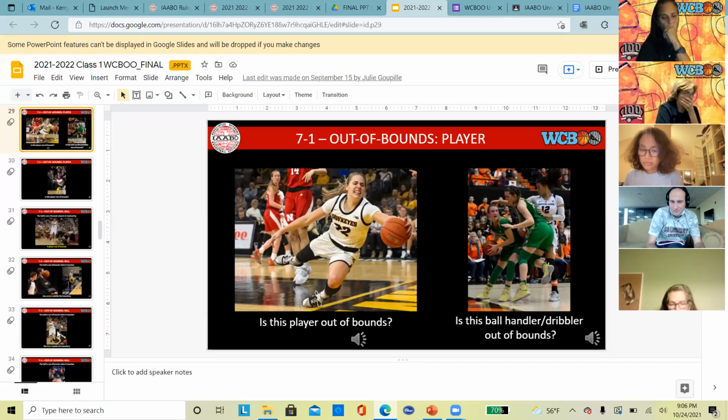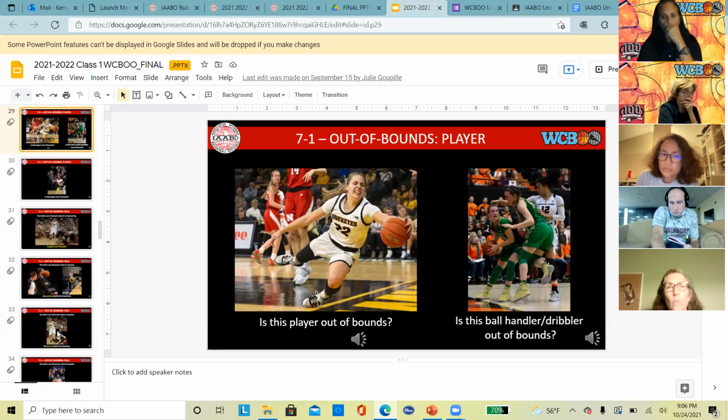If the ball happens to touch the supports that hold the backboard or something like that, while it's on the top of the backboard, then yes, that's out of bounds. But the ball can literally roll from one side of the top of the backboard to the other side of the top of the backboard, and it's still considered in bounds as long as it doesn't touch any of the supports. Does that make sense?